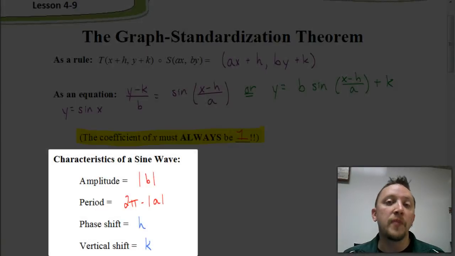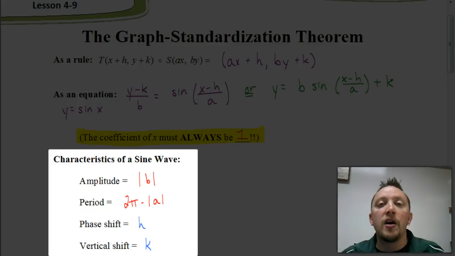Now let's review how we find the amplitude, the period, the phase shift, and the vertical shift. Remember, the amplitude and the period are affected by a scale change, because if we shrink or stretch a graph horizontally or vertically, that'll change the value of the amplitude, and it'll change the period, how long it takes for it to repeat itself. And so we get the amplitude from our value for b, and it's always going to be positive, so it's going to be the absolute value of b.